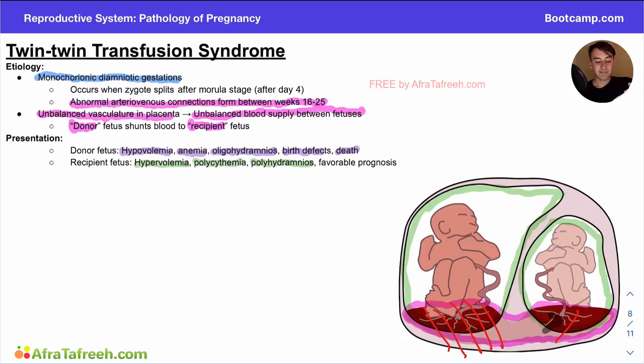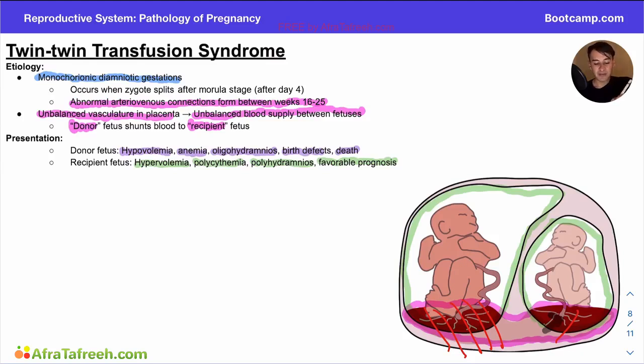Now the recipient fetus does really well in terms of outcomes. They have a favorable prognosis because they're getting everything they need. They get plenty of blood, plenty of oxygen, plenty of nutrients. They have plenty of amniotic fluid to swim around in. There's no concern for Potter sequence here, and so they do really well.